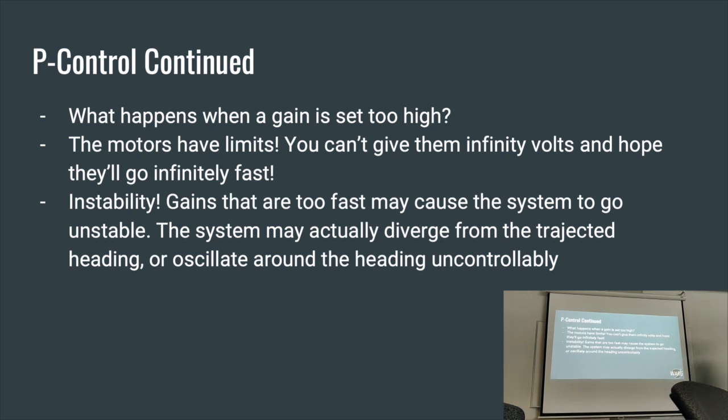And what instability means. Instability basically means I tell the car to go to a 45 degree angle and it just turns, it does 360 degree turns all the time, right? It's completely diverging from where I want it to go and it keeps on diverging exponentially from where it should be going. Or it can oscillate around the heading uncontrollably, right? So it can keep on oscillating around where you want to be and it will never stop ever. So that's also a form of instability.